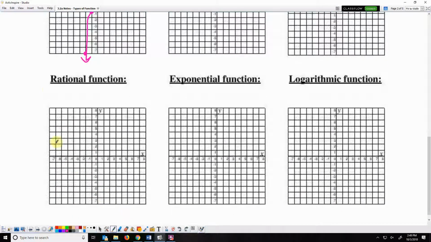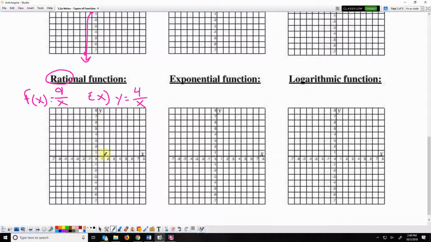A rational function. Rational, with that root word ratio, it's a fraction. f of x equals a number over x. For example, you could have y equals 4 over x. If I use 0, 4 divided by 0 is undefined. So that means that the y-axis, where x is 0, we're never going to touch with this graph. So that is going to be an asymptote.